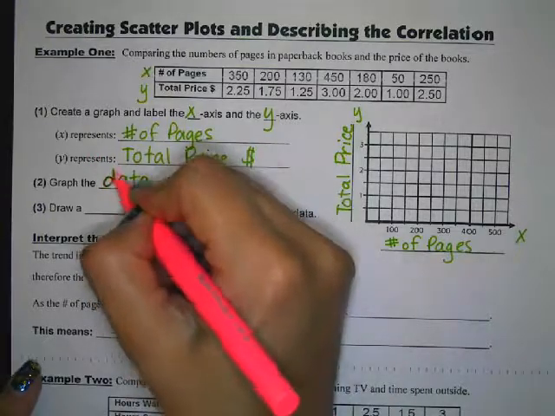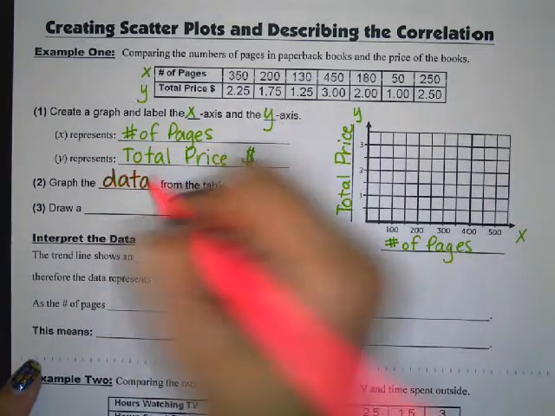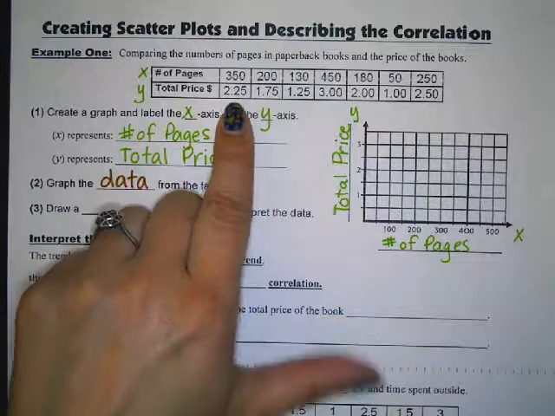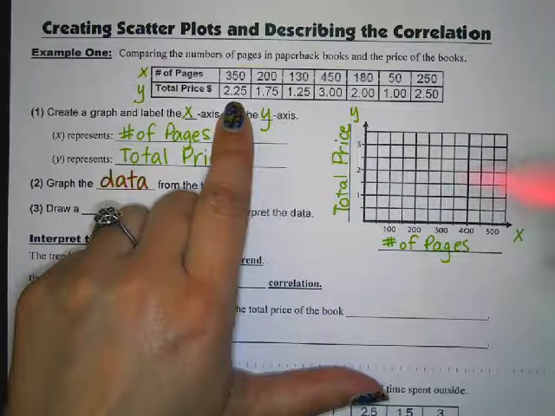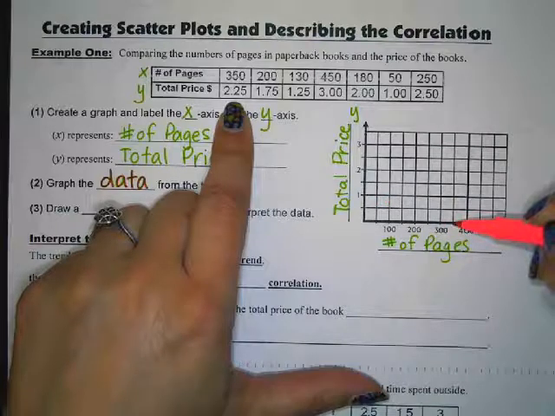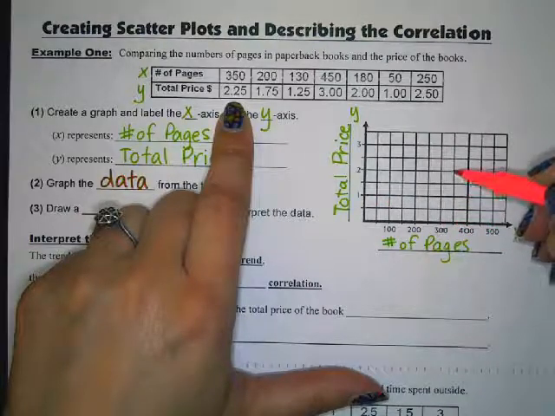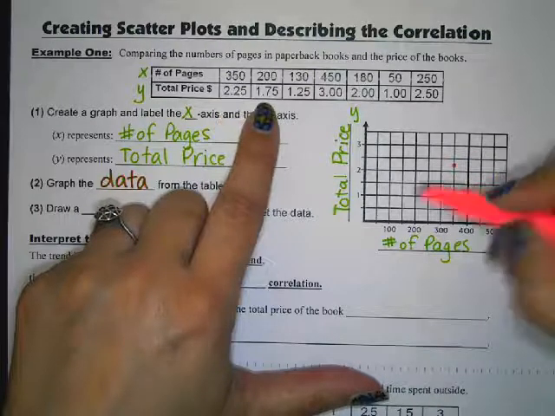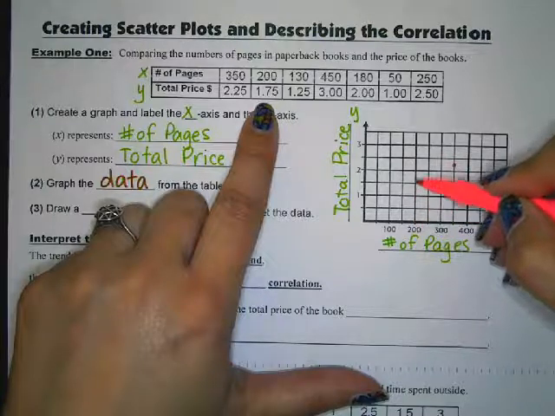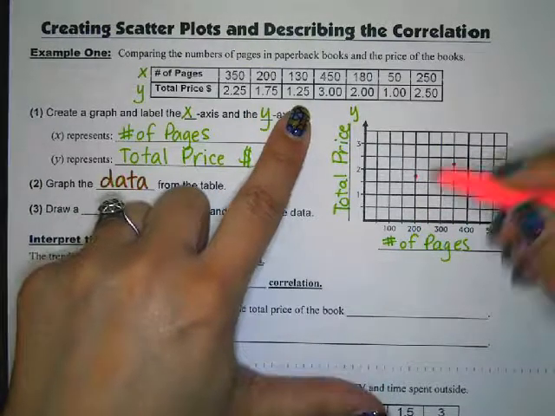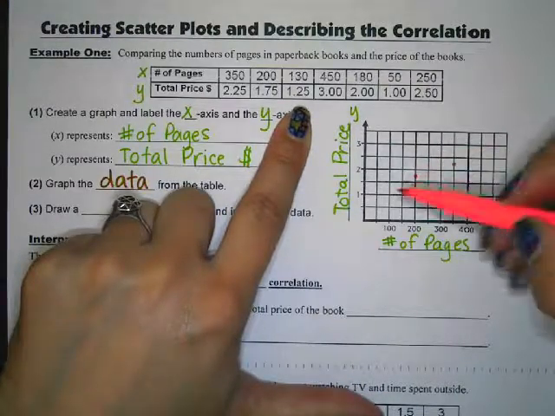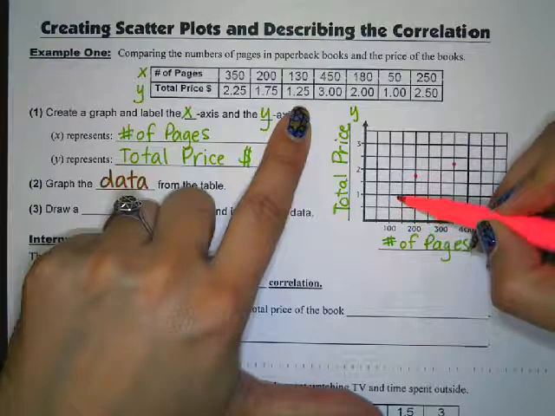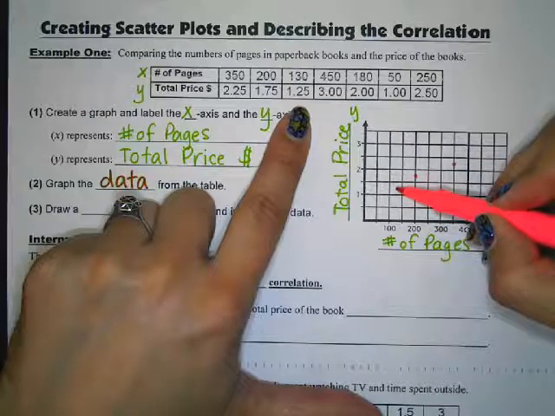I'm going to go over that with a different color so we can see what we're doing here. All right, so for the first one, the number of pages was 350, and the total price is $2.25. So we're going to go over to 350, which would be right here, and up to 25 is right there in between. The next one is 200 and 175. The third one is 130. Okay, this one's going to be a little bit trickier because there's 100 and 150. So 130 is kind of a little more than half, and up to 125.